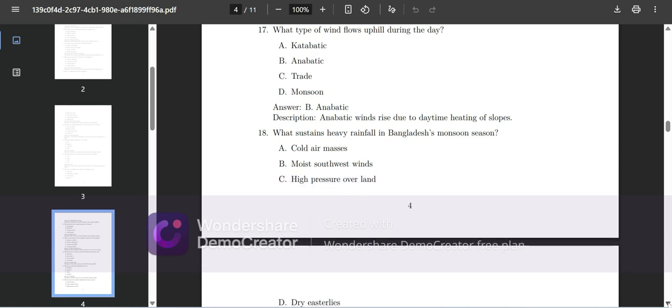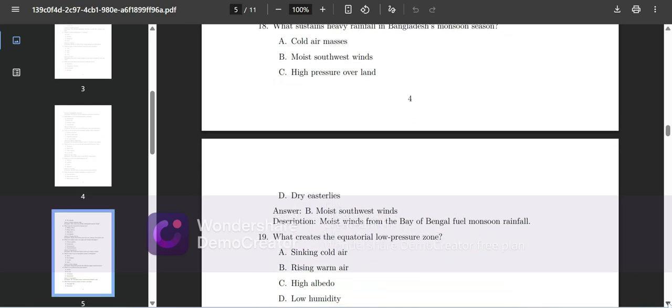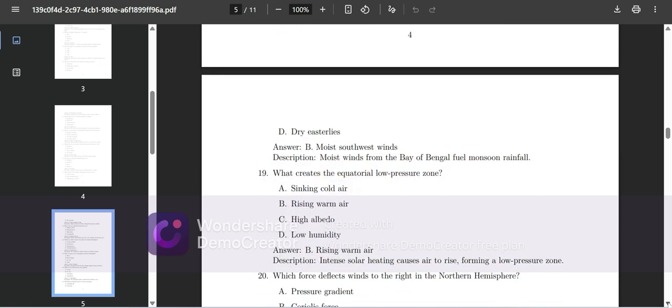What sustains heavy rainfall in Bangladesh during monsoon season? Moist southwest winds. Moist winds from the Bay of Bengal fuel monsoon rainfall.